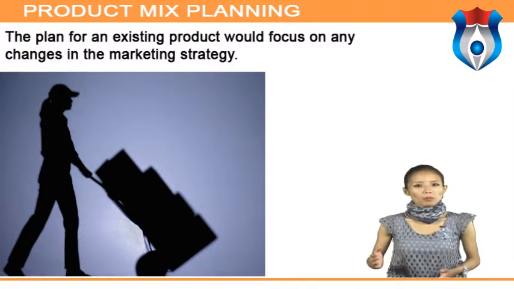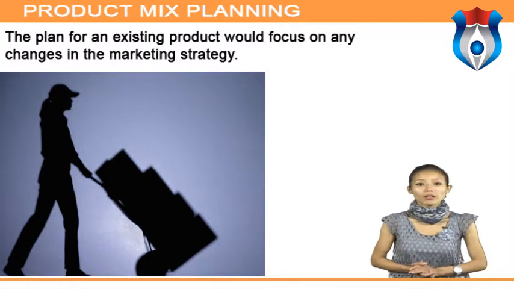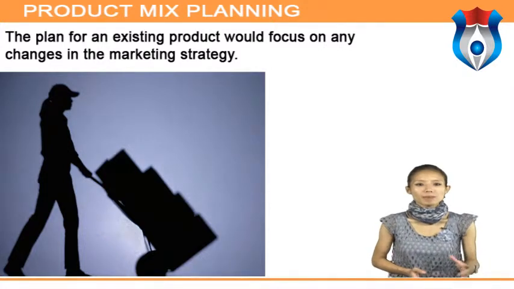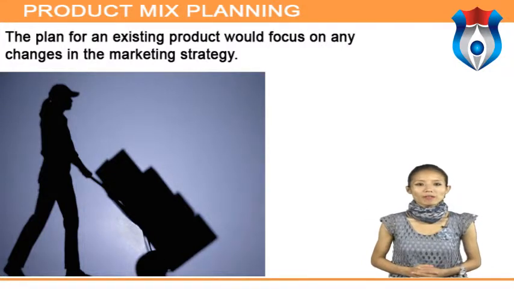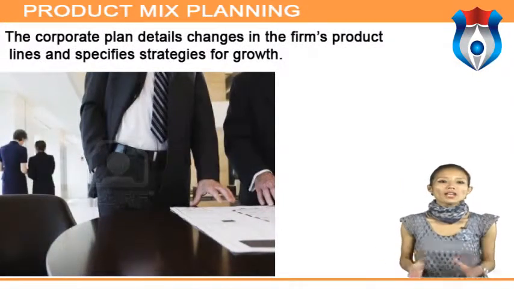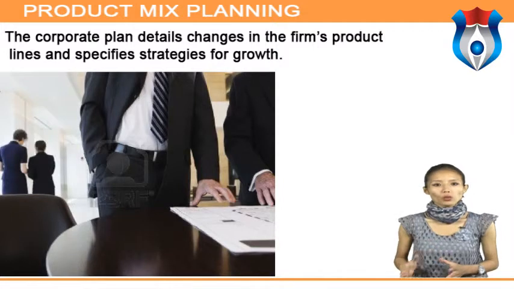Top management formulates corporate objectives that become the basis for planning the product line. Product line managers formulate objectives for their line to guide brand managers in developing the marketing mix for individual brands. Brand strategies are then formulated and incorporated into the product line plan, which is in turn incorporated into the corporate plan. The corporate plan details changes in the firm's product lines and specifies strategies for growth.